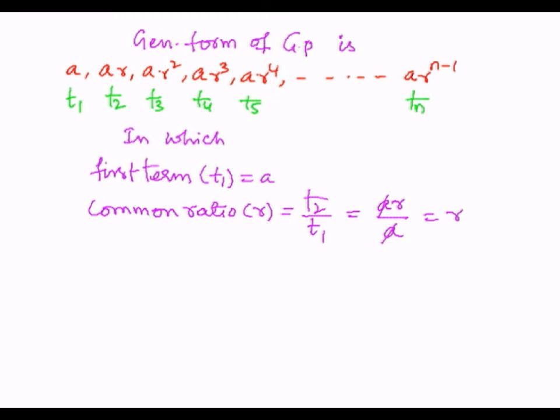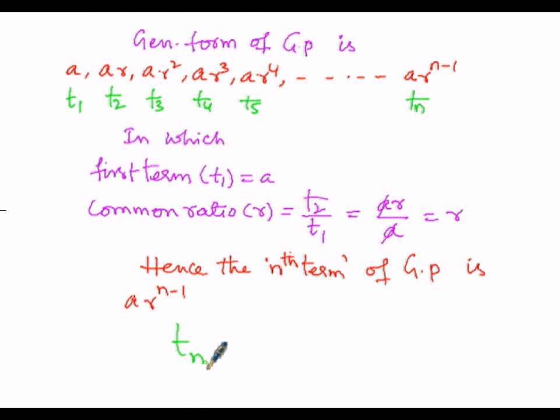Then the nth term. Hence the nth term of a geometric progression is AR to the power of n minus 1. Here the nth term is denoted by Tn. So Tn is equal to AR to the power of n minus 1.